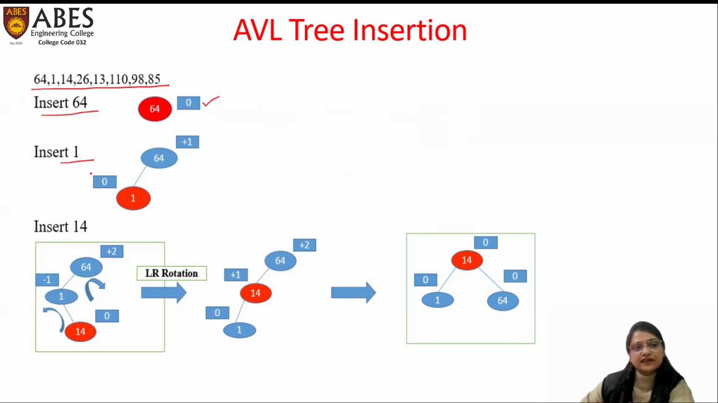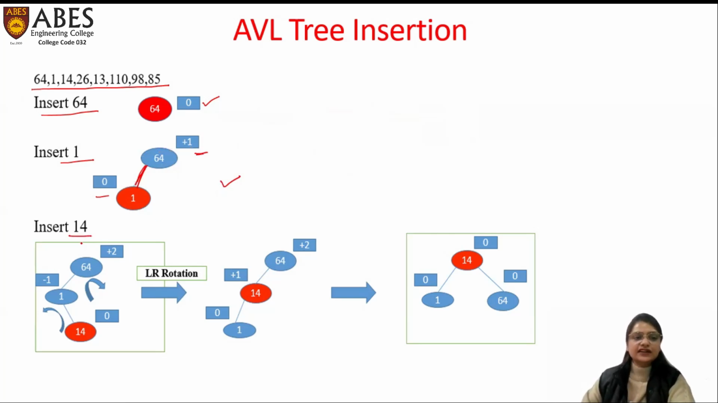Now I have to insert 1. As I know, 1 is less than 64, that's why 1 comes at the left child. Okay, I'll calculate the balance factor of it. It will be 0, and for 64 it will be 1 minus 0. That's why the balance factor is 1. The tree is balanced in this situation as well, so there is no need of rotation.